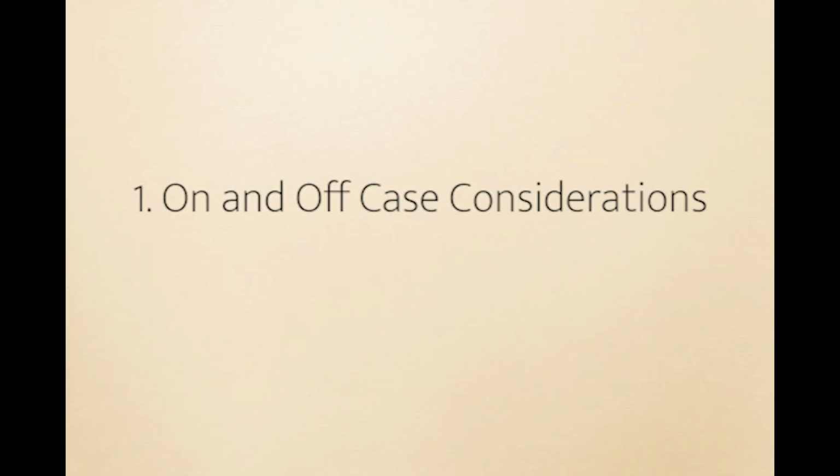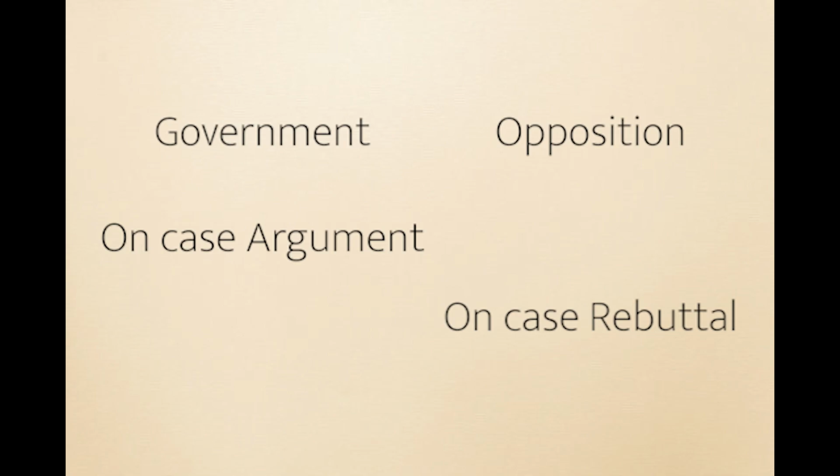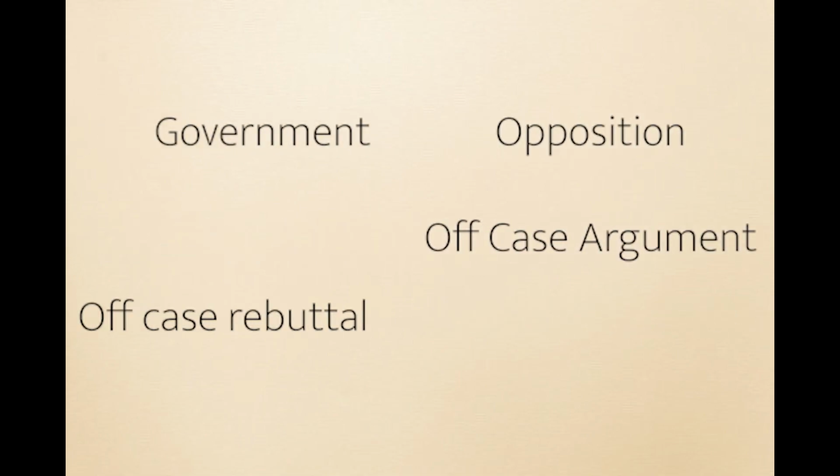Firstly, on and off case considerations. On case refers to any argumentation initially made by the government or affirmative side. This includes rebuttal to these types of arguments as well. For example, if the first government speaker, the PMC, makes an argument and then the first opposition speaker, LOC, responds to it, both the initial argument and the rebuttal are part of the on case. The off case is essentially the reverse of this, being positive arguments made by the opposition side.